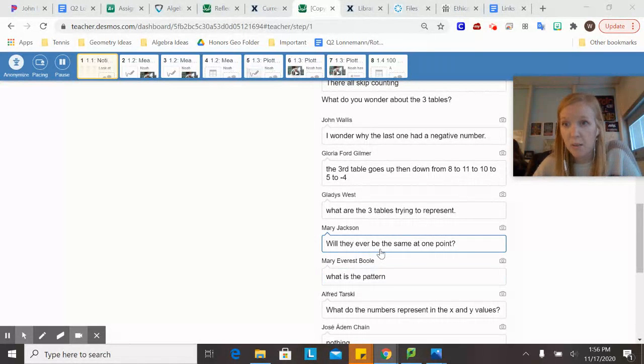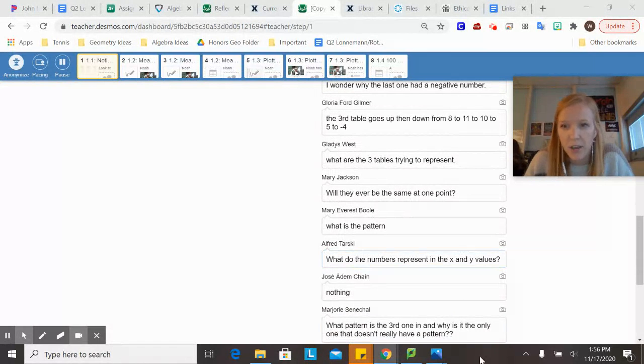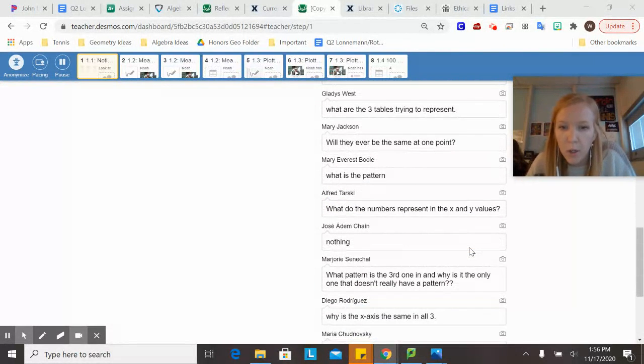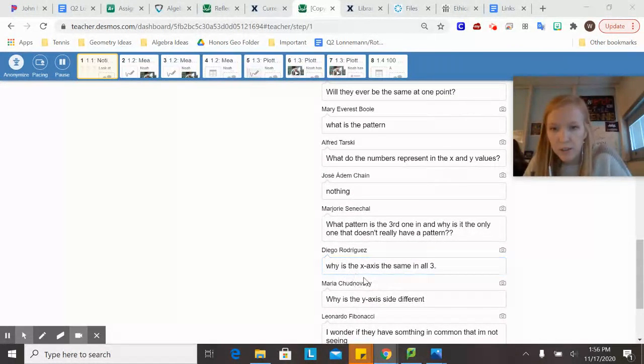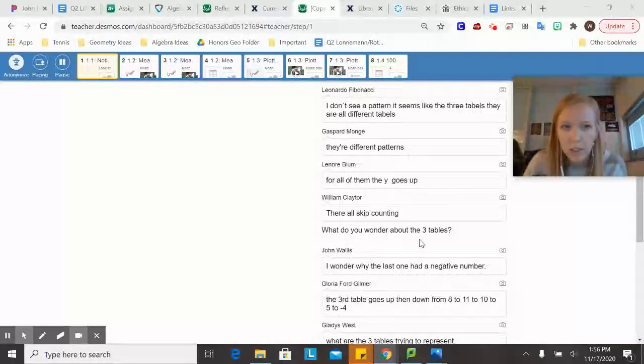Will they ever be the same at one point? I think that's an interesting question. What do the numbers in the x and y values represent? Awesome. Why are the x values the same in all three? Okay, I think these are some great questions. So let's continue.